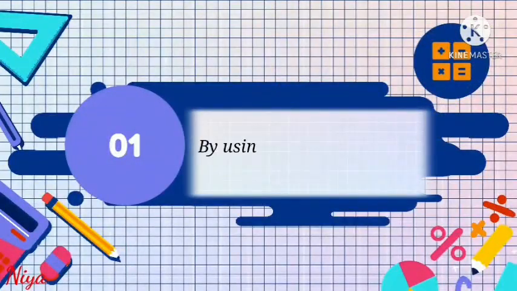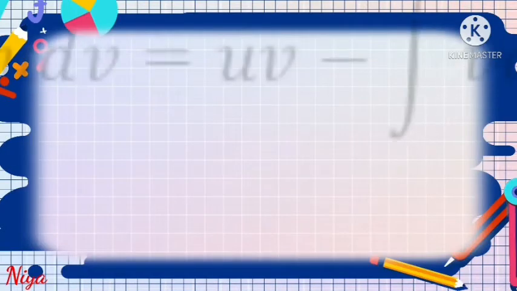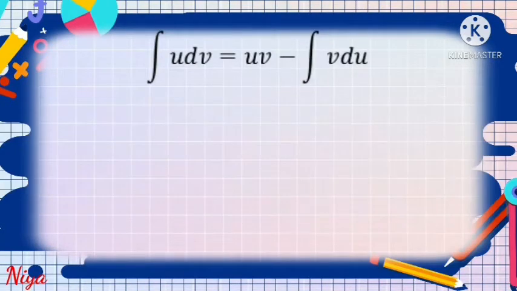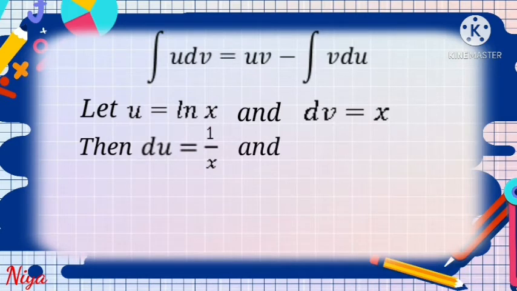So here we have question number 1, which stated that by using integration by parts, find the integral of x times log x dx. As we know the formula of integration by parts and the priority of choosing u, let u be ln x and the derivative of v be x. When u equals ln x, the derivative of u is 1 over x. When the derivative of v equals x, to find v we need to integrate x, which is equivalent to x squared over 2.